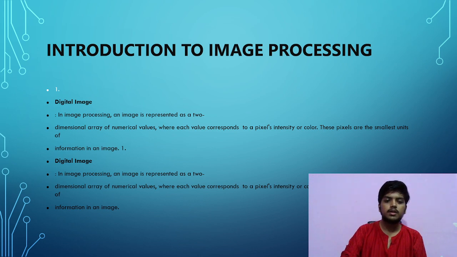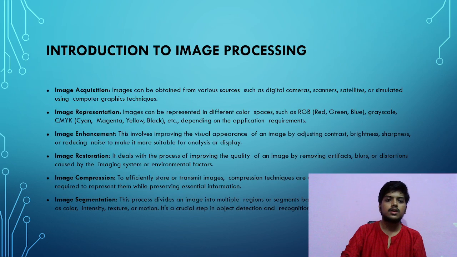Digital images. In image processing, an image is represented as a two-dimensional array of numerical values, where each value corresponds to a pixel intensity or color. These pixels are the smallest units of information in an image. Image acquisition. Images can be obtained from various sources, such as digital cameras, scanners, satellites, or simulated using computer graphics techniques. Image representation. Images can be represented in different color spaces such as RGB, grayscale, CMYK, that is cyan, magenta, yellow as well as black, depending upon the application requirements.